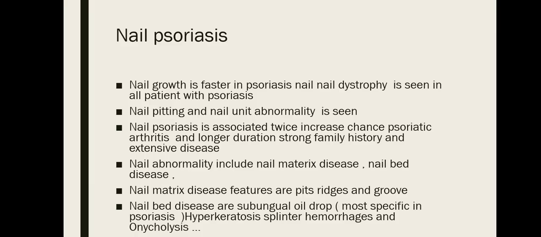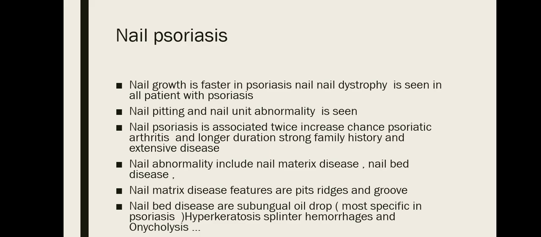Nail psoriasis. Nail growth is faster in psoriasis. Nail dystrophy is commonly seen in all types of psoriasis. Nail pitting and nail unit abnormality are commonly seen. Nail psoriasis is associated with a twofold increase in psoriatic arthritis, longer duration, strong family history and extensive disease.